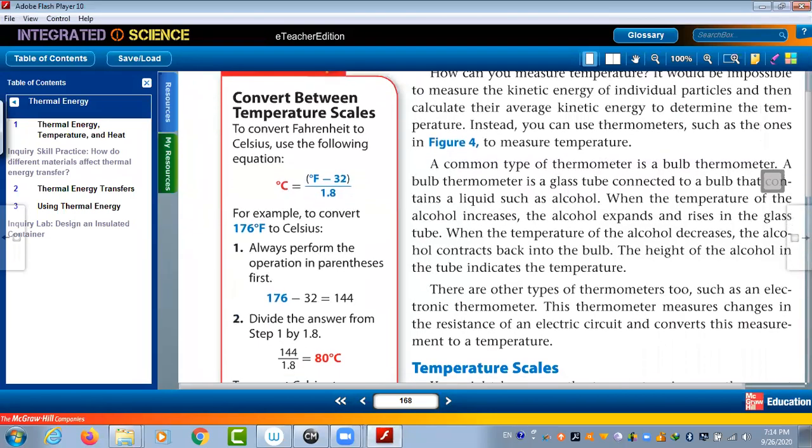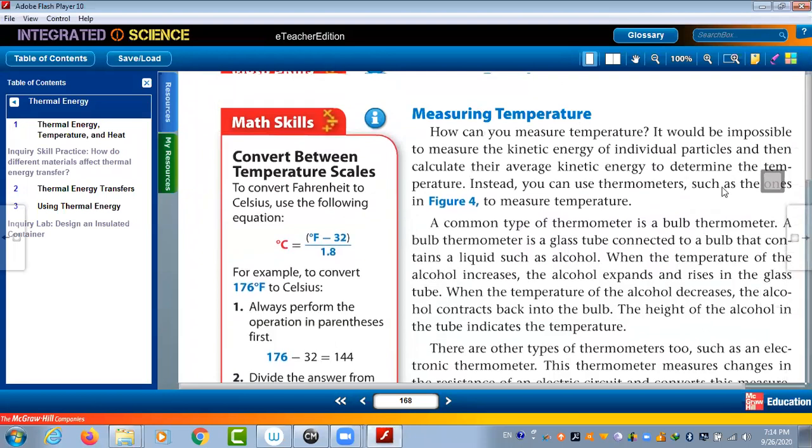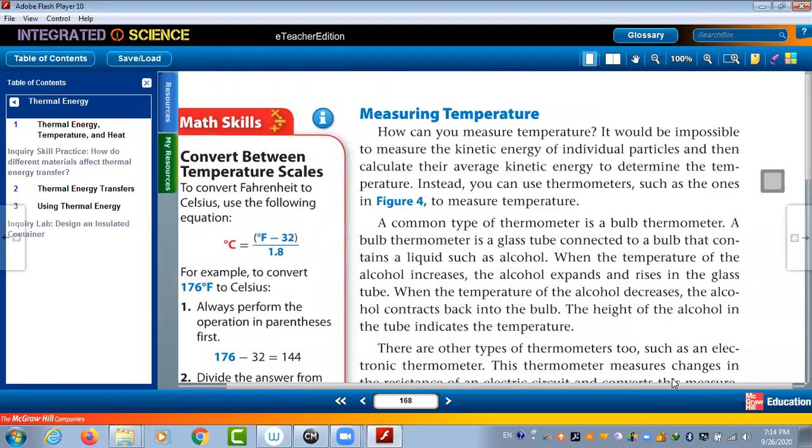Now to the most important point, measuring temperature. Many of you texted me on WhatsApp about this point, measuring temperature.